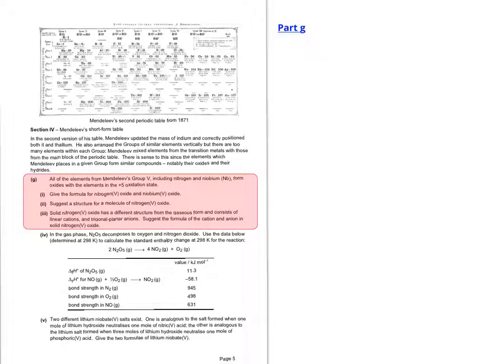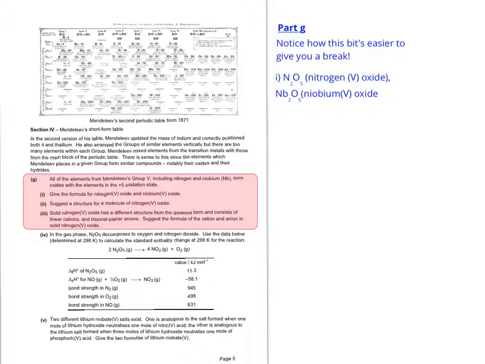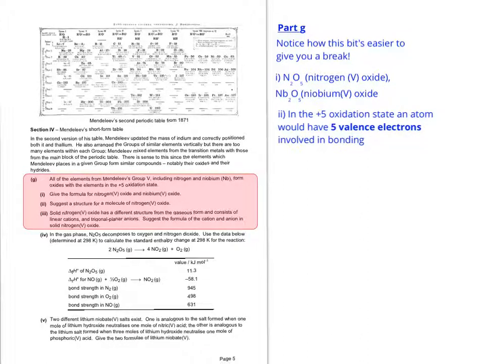Okay, so let's move on to part G. It's looking at the second draft of his table, Mendeleev's table. And it says in the question that all the elements in Mendeleev group 5, including nitrogen and niobium, form oxides with the elements in the +5 oxidation state. So this time it's getting easy again. This shouldn't be too difficult to work out as 2 of the element and 5 of oxygen, so N2O5 and Nb2O5.